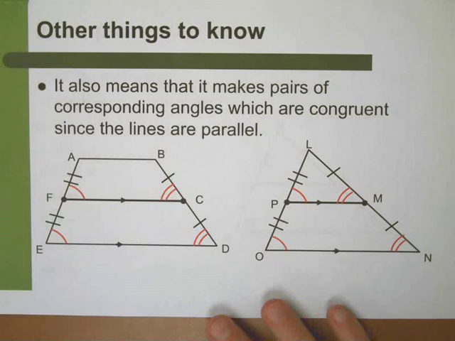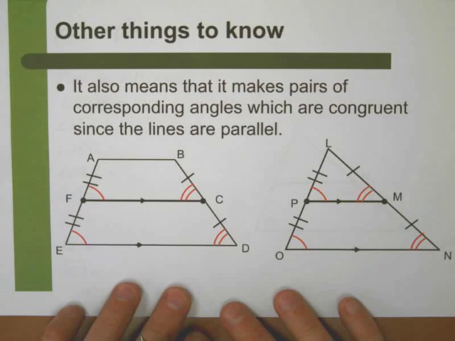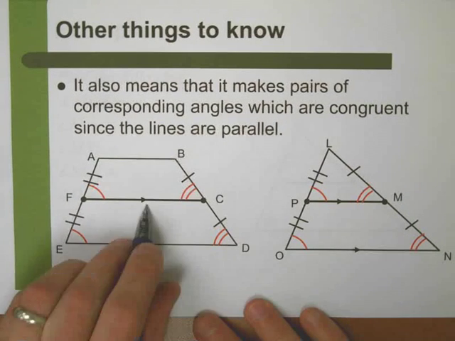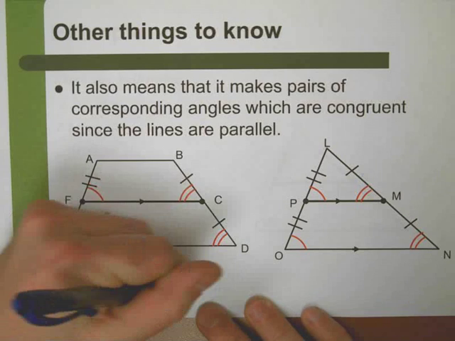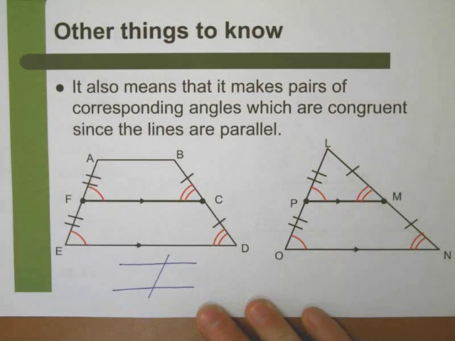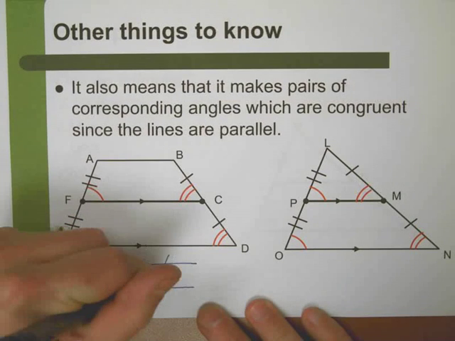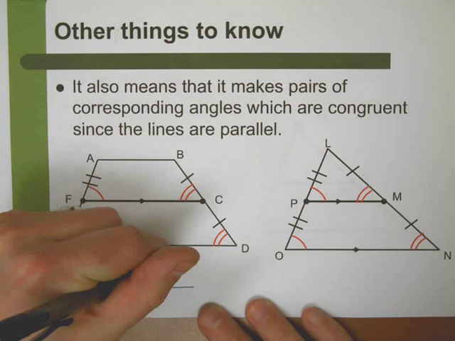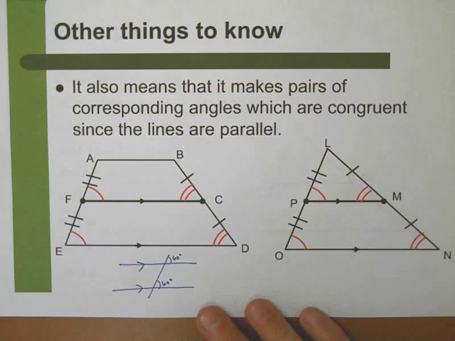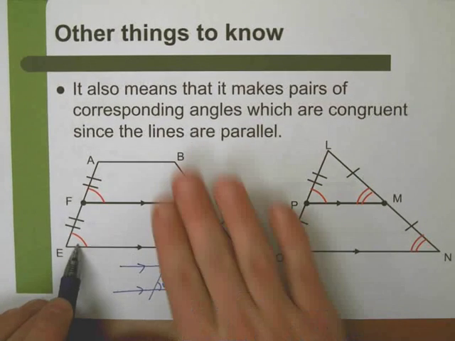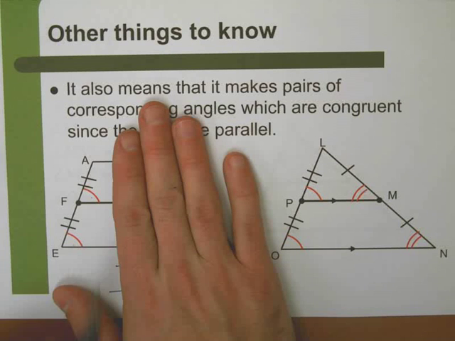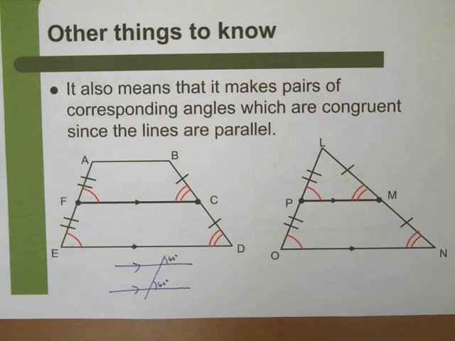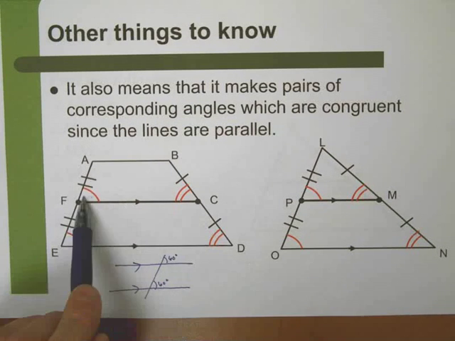One thing to keep in mind. It also means this. Since I have parallel lines, just like I could do this, right? In previous units we said, if I've got parallel lines and this is 60 degrees, then I can transfer that up and make this 60 degrees. Well, guess what? I can transfer E up to F because these lines are parallel.